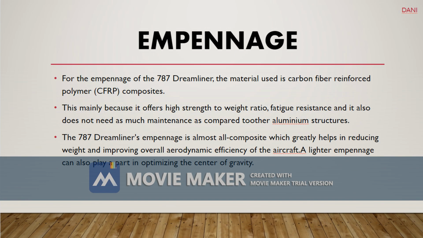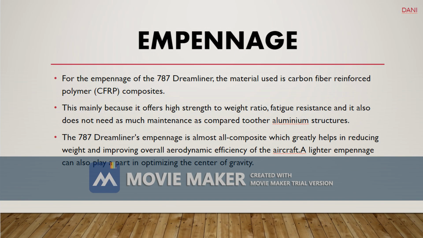First of all, high strength to weight ratio. CFRP composites provide quite exceptional strength while being significantly lighter than metals, which reduces the overall weight of the aircraft. Secondly, the fatigue resistance. Unlike metals, CFRP does not suffer from fatigue cracking, making it more durable over longer operational periods.